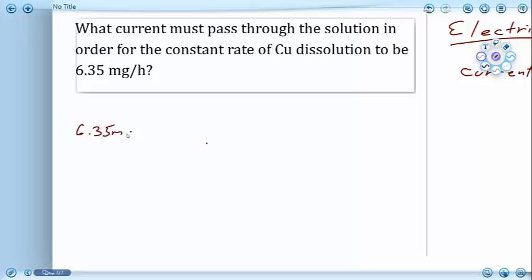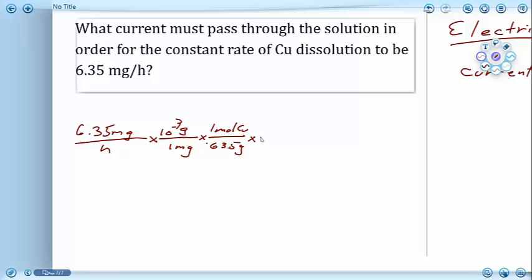So if we start off with 6.35 milligrams of copper per hour, let's first get rid of the milligrams. And we know that 1 milligram is equal to 10 to the minus third grams. Then let's convert our grams into moles. And we know that 1 mole of copper weighs 63.5 grams.